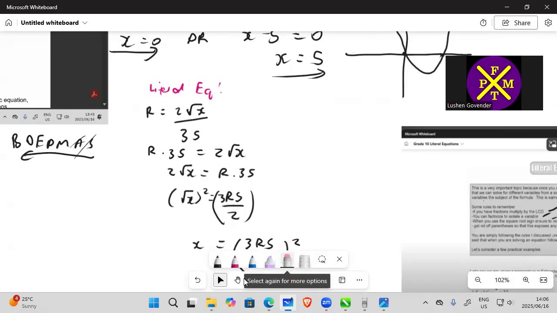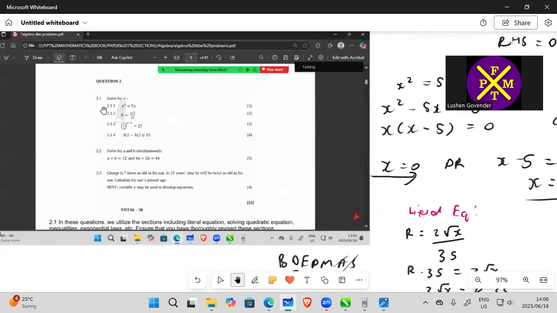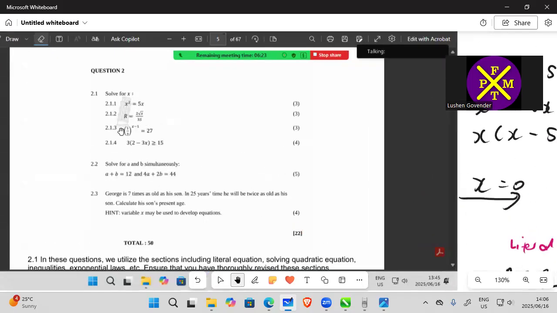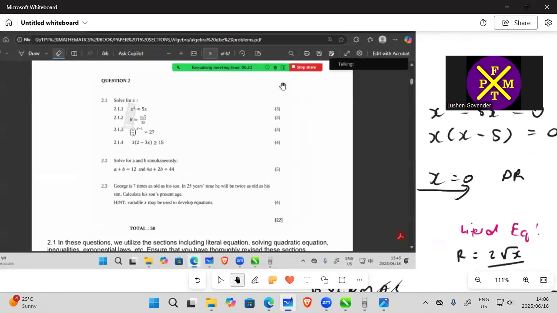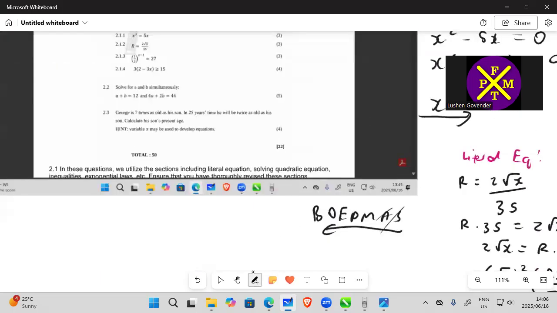Okay, let's move on to the next topic, which is exponential equations. So now the exponent is the variable, or x is the exponent. And so the way we would do that now is we have here 1 over 3 to the power x minus 1 is equal to 27.